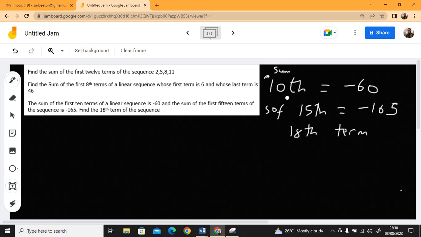Now if I were you, I would write this in an equation. If I want to write the sum of 10 terms, it should be 10 over 2, that would be 2a, I don't have a now, plus n, my n is now 10, that would be 10 minus 1, then I don't have the common difference d. That is the formula for this.